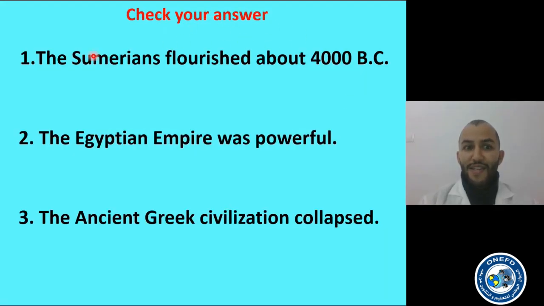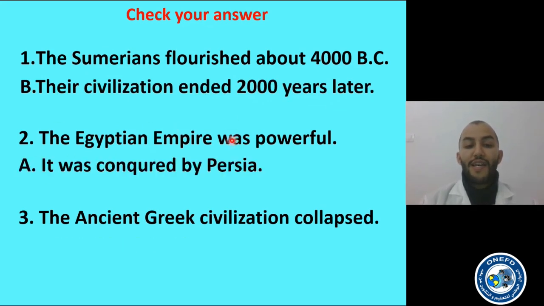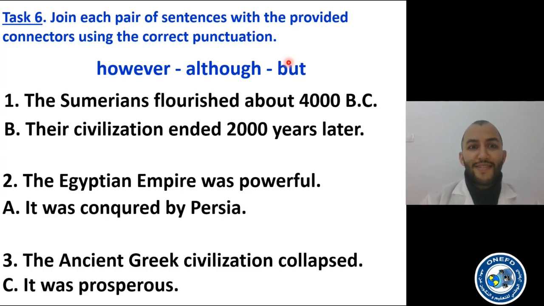Now let's check your answer. So the Sumerians flourished about 4000 BC. Their civilization ended 2000 years later. Number 2, the Egyptian empire was powerful. It was conquered by Persia. Number 3, the ancient Greek civilization collapsed. It was prosperous.